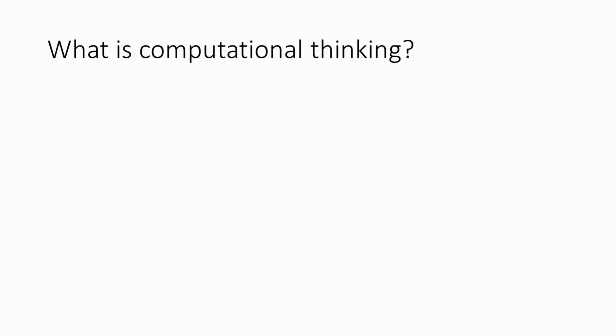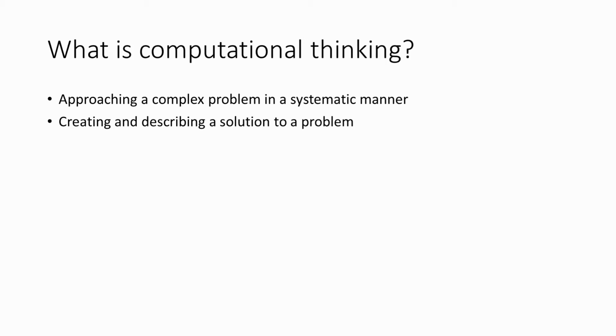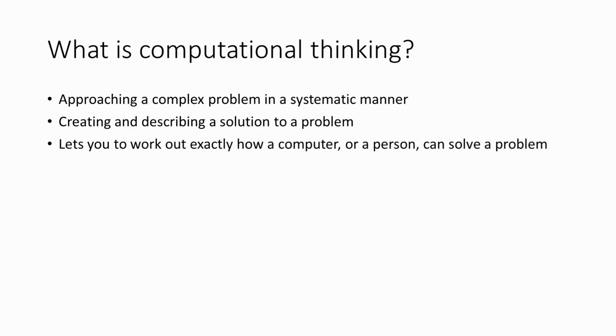Computational thinking is a systematic way of approaching and solving a complex problem. Computational thinking is a way of creating and expressing a solution to a problem. Computational thinking techniques are very useful for computer scientists, but they can also be applied to just about any other subject you care to name. In fact, you probably use some of the techniques you're going to hear about in your everyday life. So, computational thinking lets you work out exactly how a computer or a person can go about solving a problem.